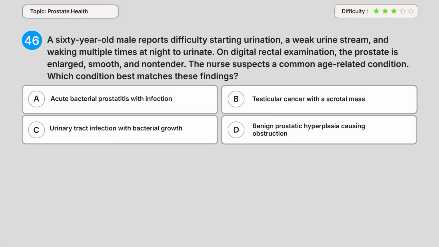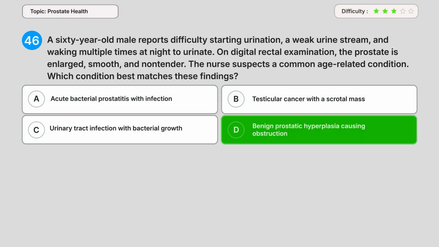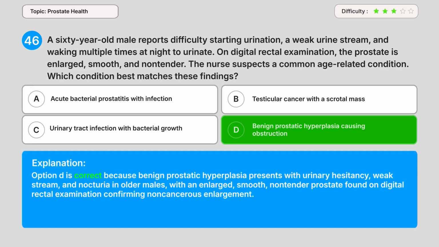Correct answer, D. Benign prostatic hyperplasia causing obstruction. Explanation. Option D is correct because benign prostatic hyperplasia presents with urinary hesitancy, weak stream, and nocturia in older males, with an enlarged, smooth, non-tender prostate found on digital rectal examination, confirming non-cancerous enlargement.